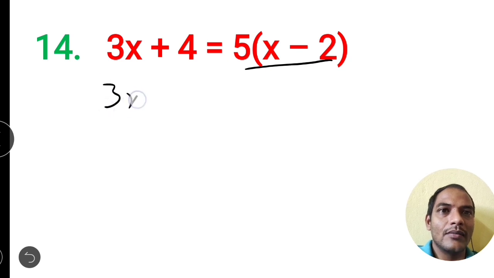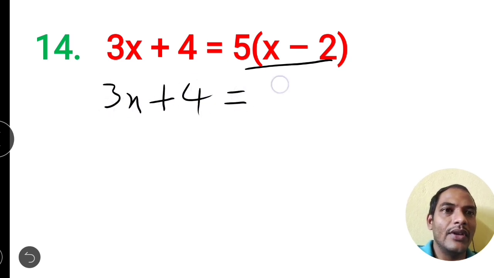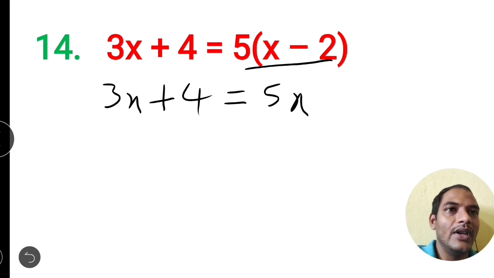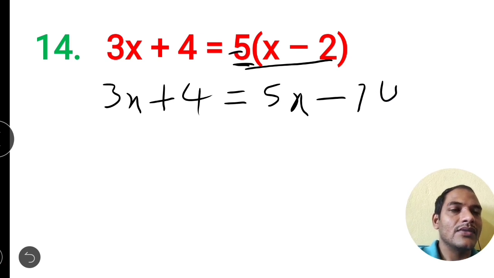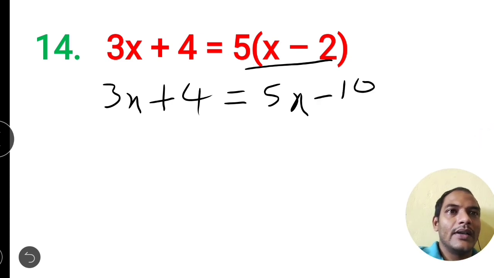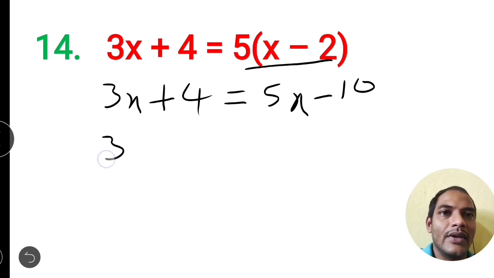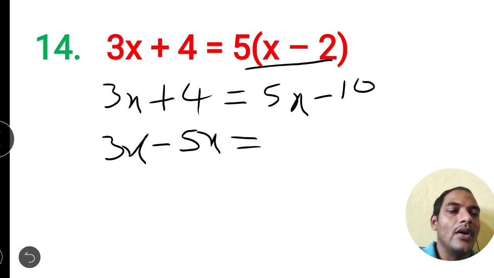So 3x plus 4 equals 5 into x is 5x and 5 into minus 2. See here 5 is a positive number, so 5 into minus 2 is minus 10. If you have a negative number here, minus 5, then minus 5 into minus 2 is plus 10. So after simplifying the bracket, write the variables on the left side and constants on the right side. First you write the left side variable, that is 3x. Next the right side variable is 5x, so it will become minus 5x. It equals the constant numbers. First you write the right side constant number, that is minus 10.